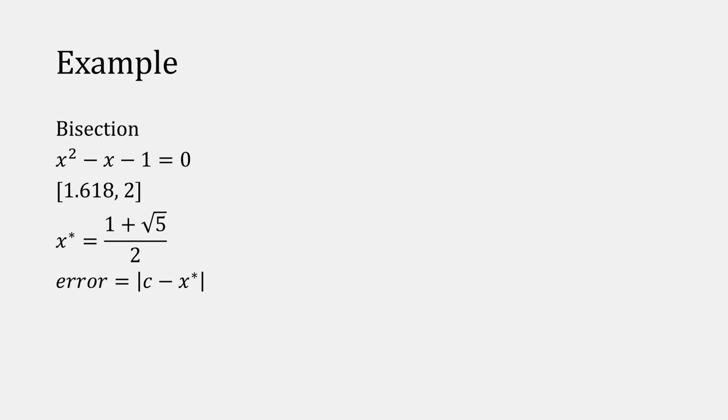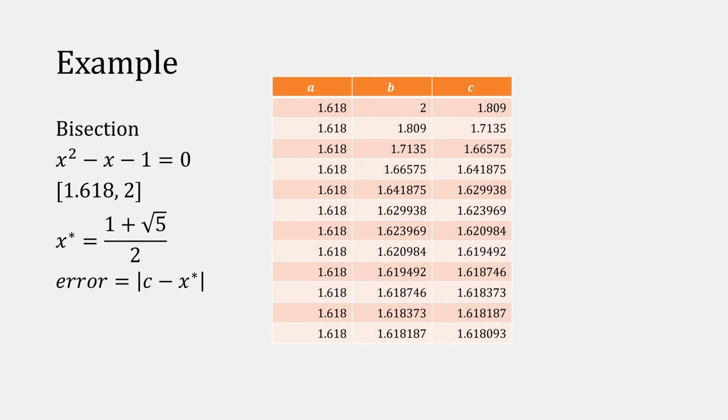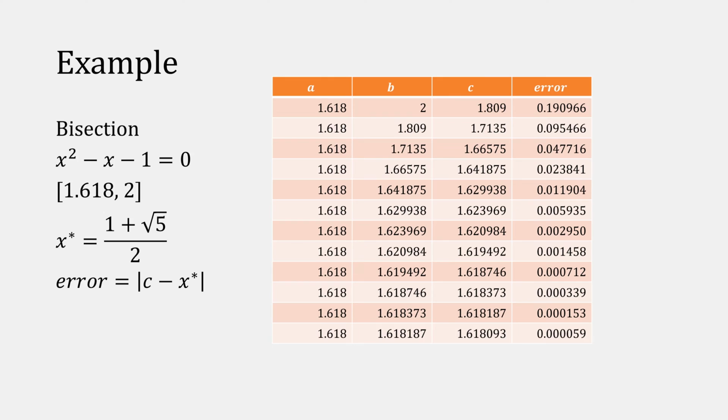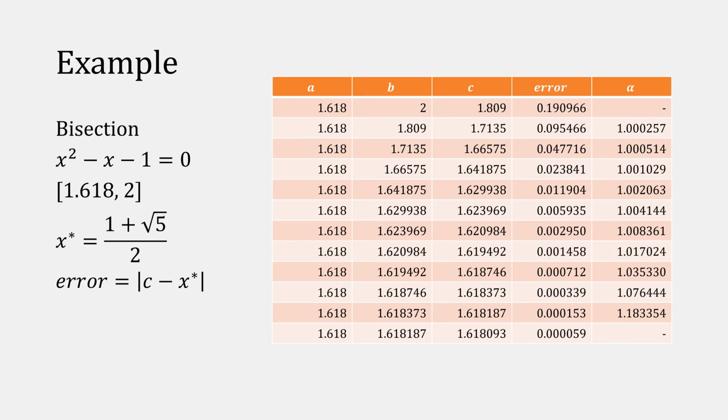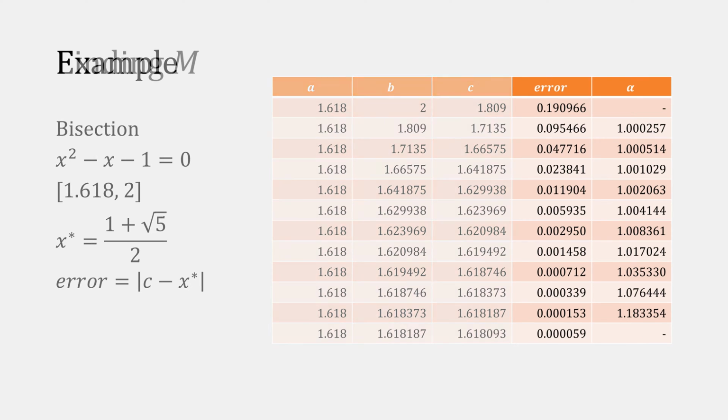Let's try to compute alpha for bisection using the function x squared minus x minus 1. We'll start from the interval 1.618, and run it for a few times. Afterwards, let's compute the error after every step. Then, using our alpha equation, use the first three errors to come up with our first alpha of about 1. Then, the second set of three errors to come up with the next alpha, which is also about 1. Then we'll fill in the table with the rest of our alphas.